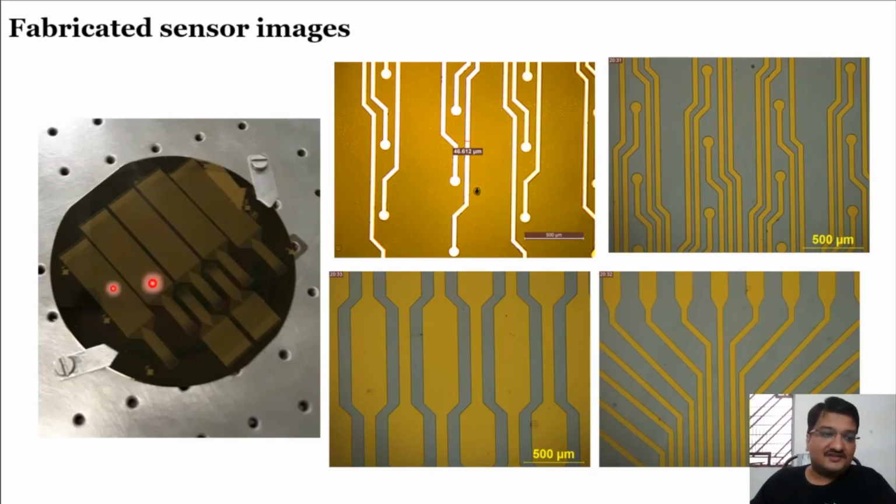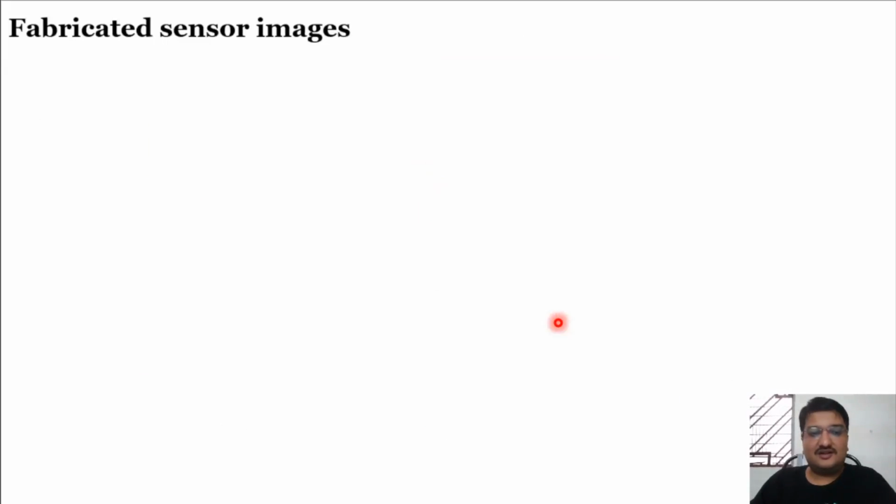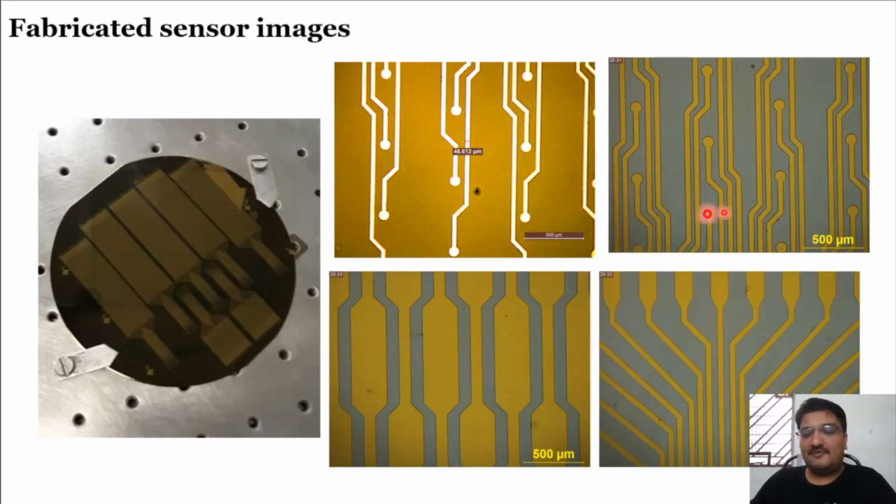So this is a fabricated device you can see here, and these are the actual images of the same. I have already shown you before that this is the target, or the mask, which will be used to pattern the device. Similarly, here you can see the same kind of structure has been obtained using a fabrication technique.